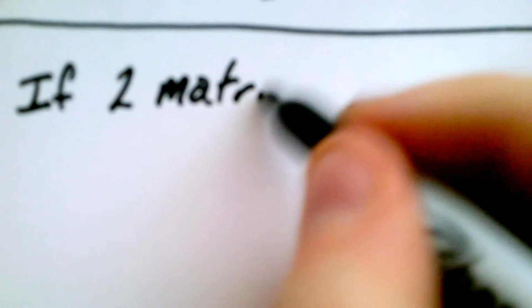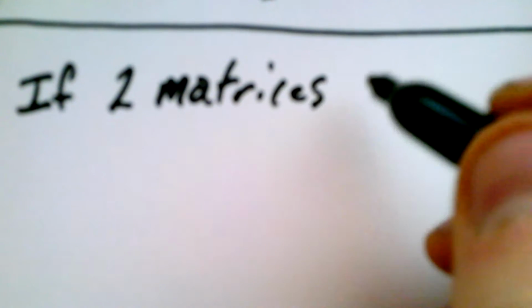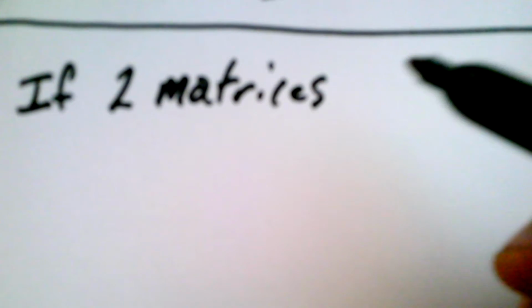So we now know how to reduce a matrix, but we don't know how to add them, and we don't know how to multiply them. So we're going to learn how to do that right now. If two matrices have the same dimensions, then we can add them. And we add them entry by entry.